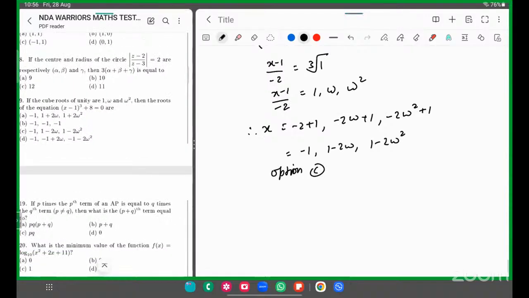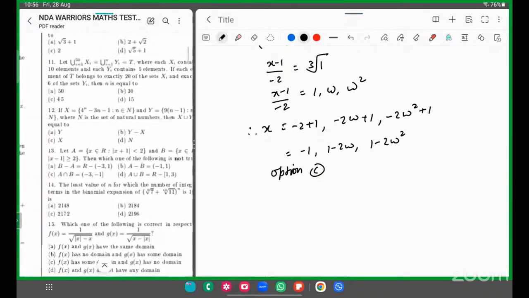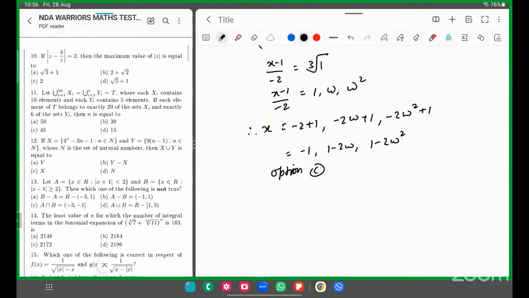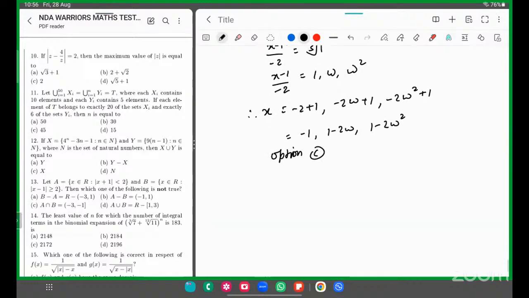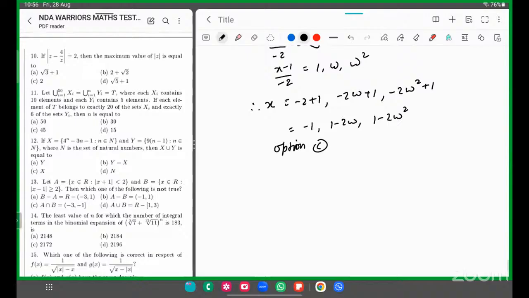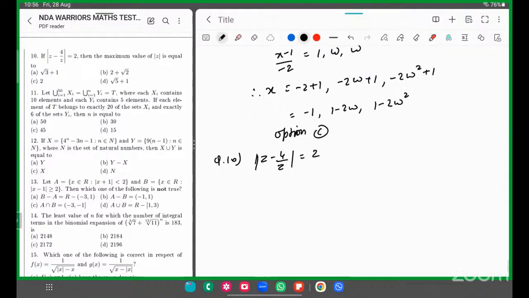Okay, moving to question number 10. See here. If mod of z minus 4 by z is equal to 2, then what is the maximum value of mod z? The given condition is mod of z minus 4 upon z whole mod equal to 2. Right. So we have the triangle inequality. We are going to use it.